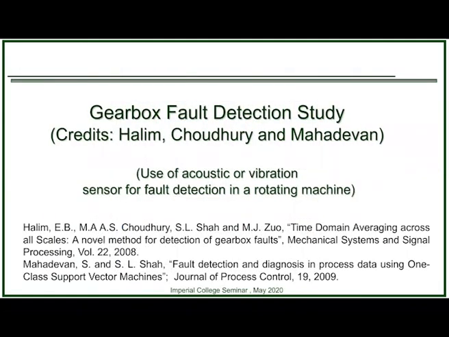Okay, I now want to look at a second application. This is the application of spectral data analysis on vibration sensors to detect gear faults.